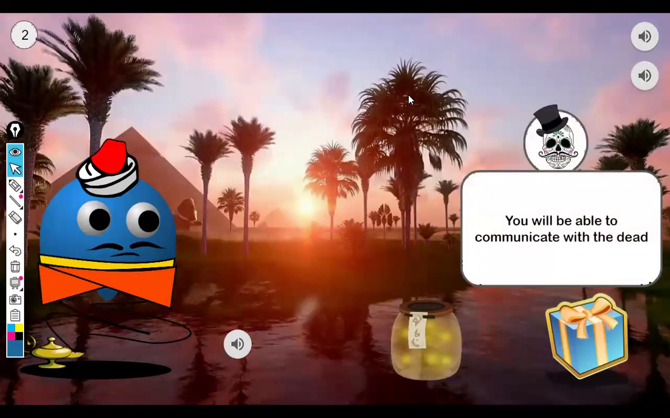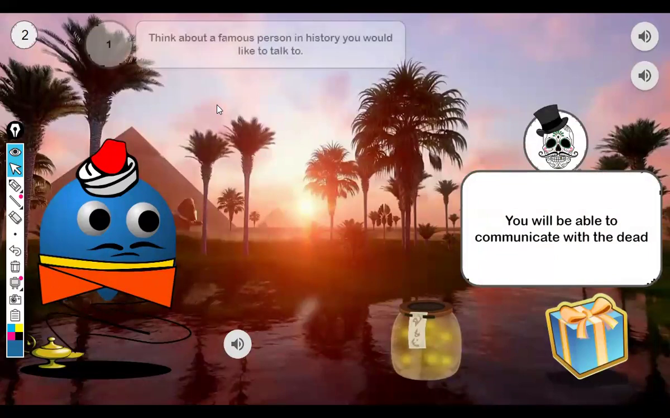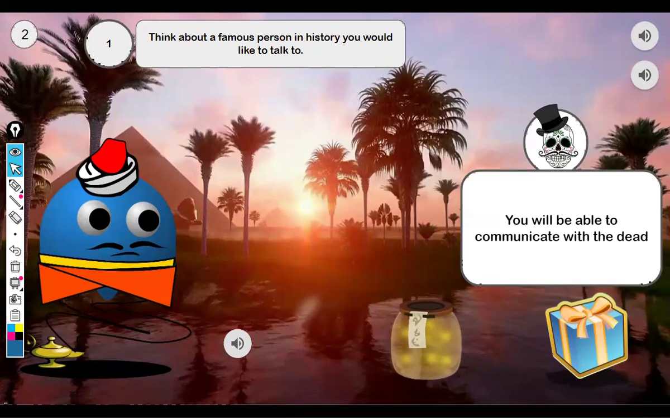You will be able to communicate with the dead. Well, that will be pretty useful if you become a detective. You'll solve a lot of cases. Let's see who wins this prize. Think about a famous person in history you would like to talk to. So obviously somebody who died, somebody who's famous, right? So for me, for example, it would probably be Albert Einstein, right? So who would you like to meet in history who is no longer alive? Like who is your hero from history class or from the History Channel? Let me know, guys.